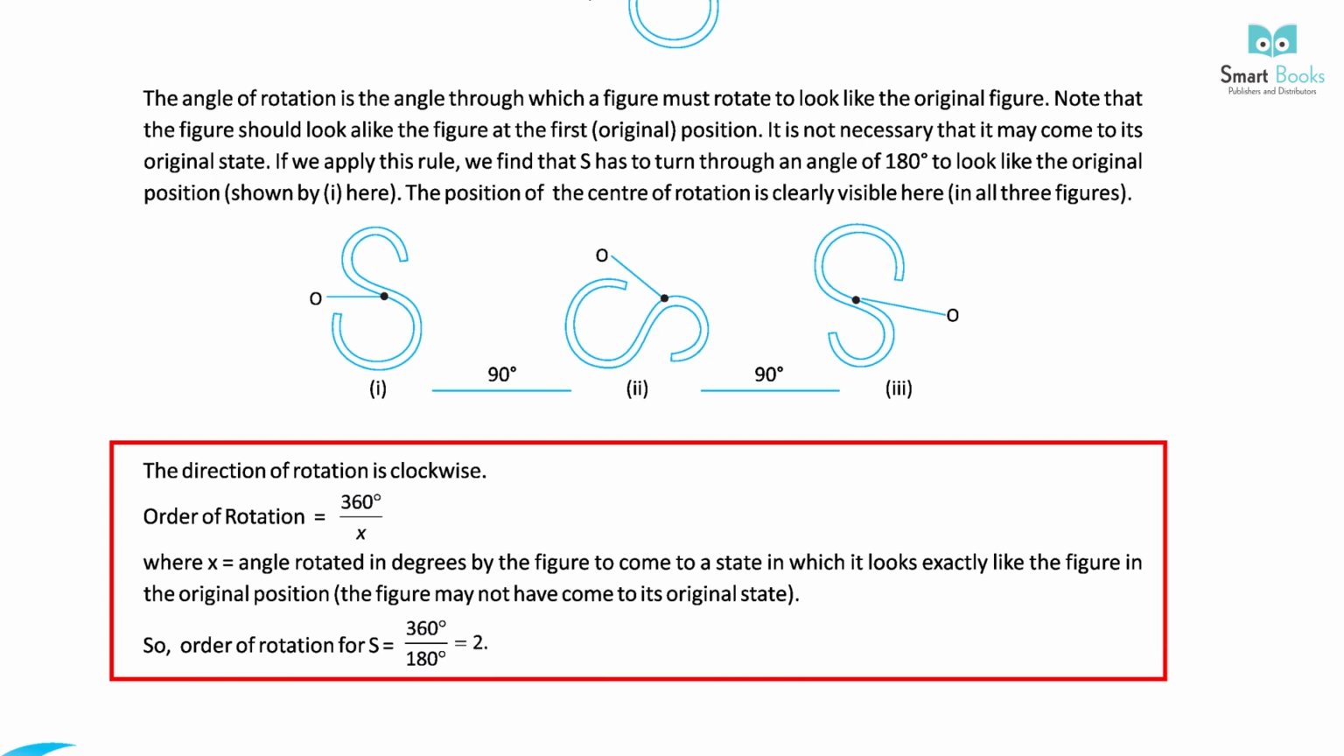The direction of rotation is clockwise. Order of rotation equals 360 degrees upon x, where x equals the angle rotated in degrees by the figure to come to a state in which it looks exactly like the figure in the original position. The figure may not have come to its original state. So, order of rotation for S equals 360 degrees upon 180 degrees equals 2.